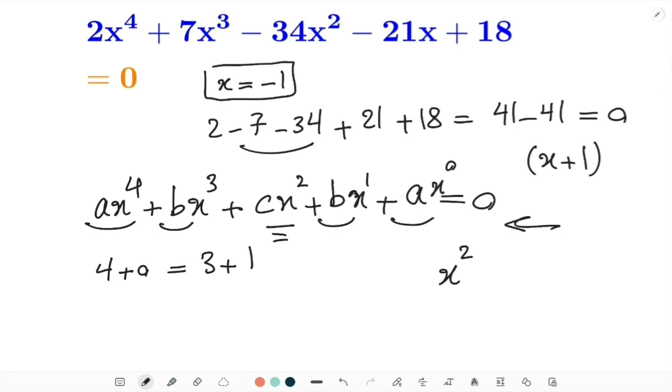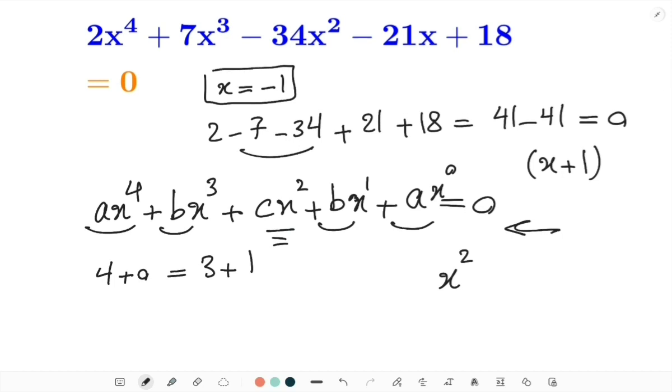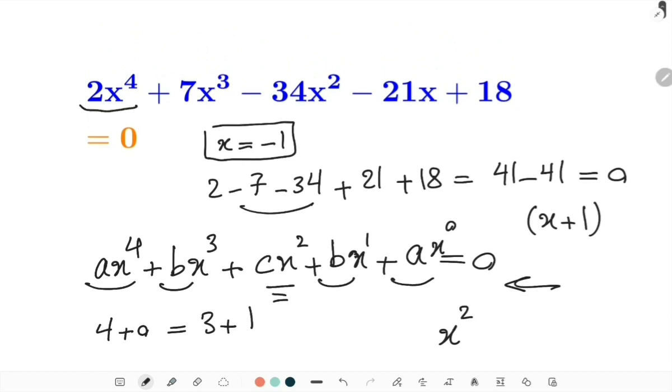Here we don't have the same situation, because here we have 2 and here we have 18, and they are not the same. And obviously here we have 7 and here we have minus 21. They're absolutely not the same. However, do not get disappointed by this at all, because even though they are not the same, you can still solve it using a very similar approach, and I will show you. So indulge with me for a second.